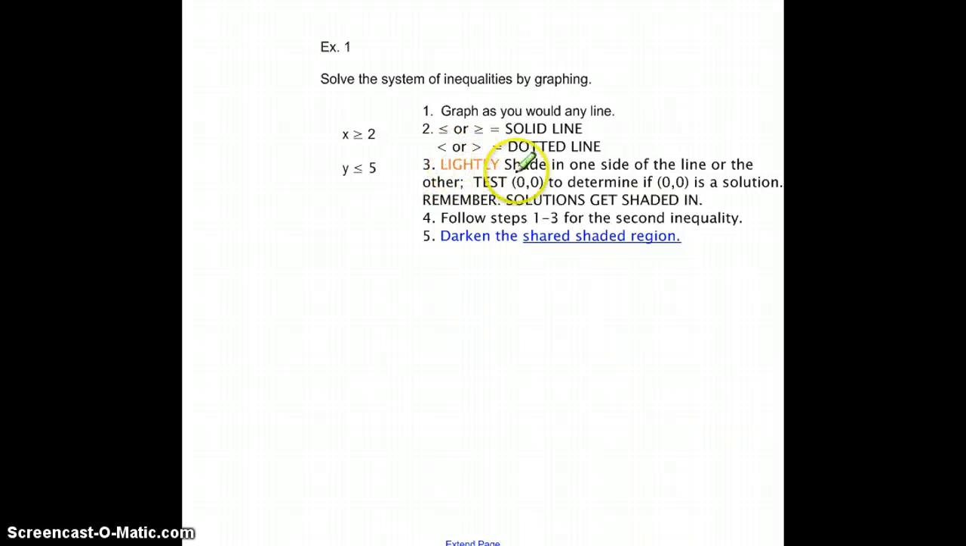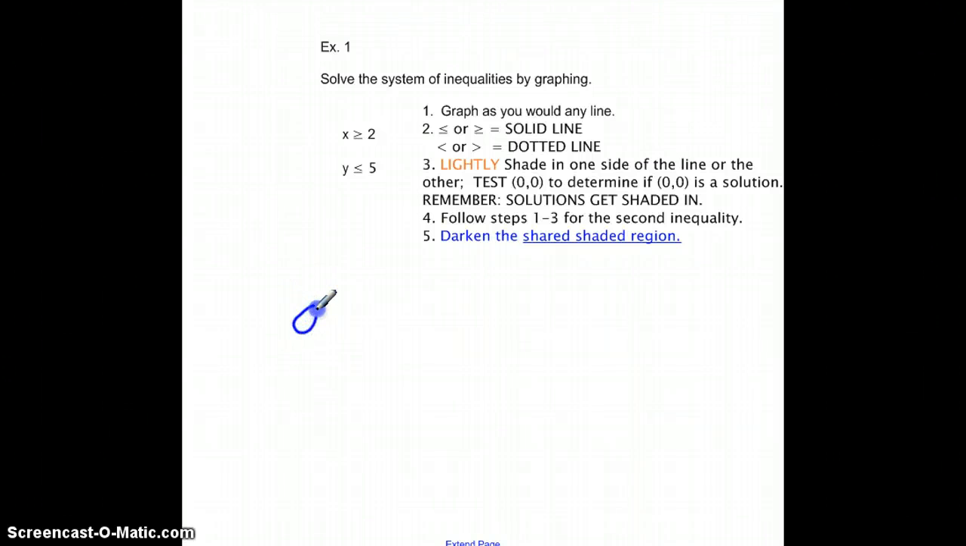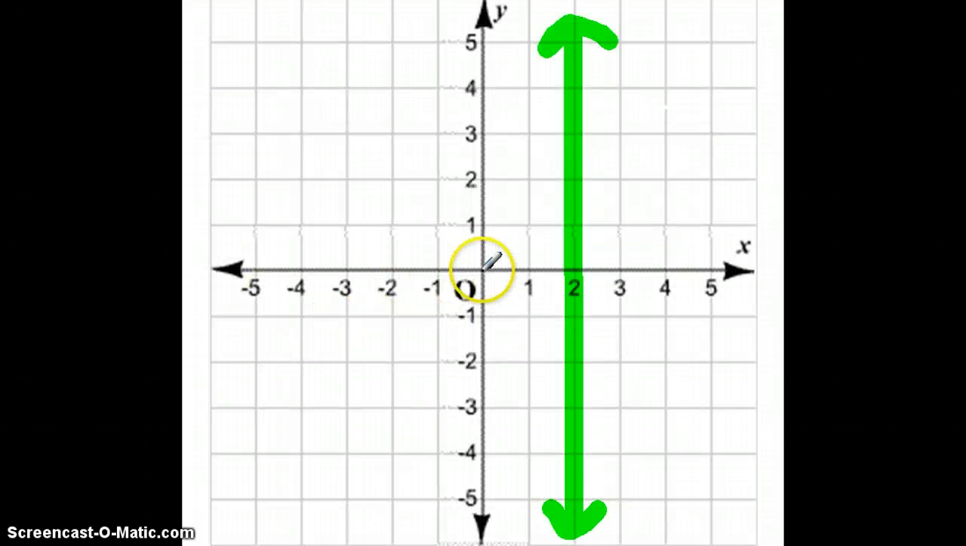Okay. Lightly shade in, and notice the difference. Lightly shade in one side of the line or the other. So if we do our test point here, 0, 0, we plug in 0 for x. We try 0 is greater than or equal to 2. We know that this is not true. This is false. So that origin is not going to be colored in. So if we jump over here, the origin here, we're going to color on the other side.